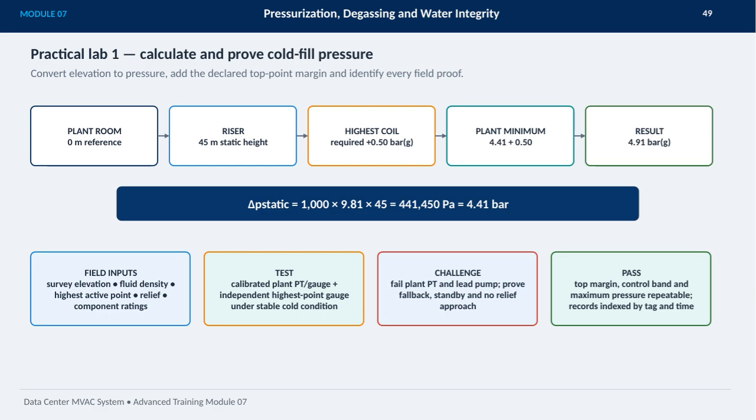Testing involves using a calibrated plant pressure transmitter and an independent gauge at the highest point under stable cold conditions to verify accuracy. The challenge is to demonstrate system reliability in case of a plant pressure transmitter failure and lead pump shutdown, ensuring fallback and standby measures work without triggering relief. A successful pass means confirming that the top margin, control band, and maximum pressure are repeatable and properly recorded with precise tagging and timing. This approach ensures water integrity and safe system pressurization throughout the plant.